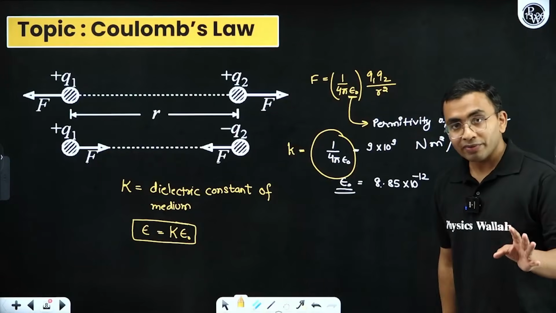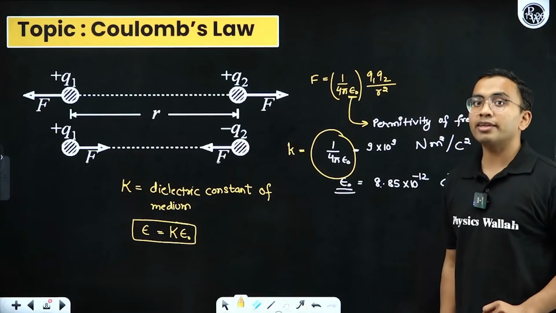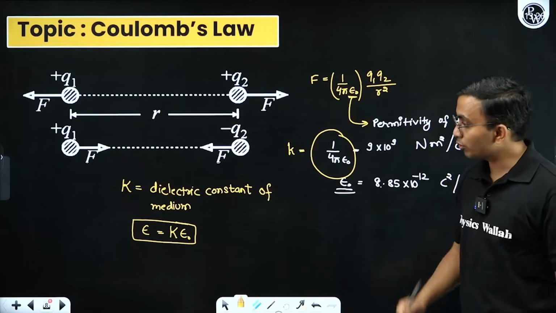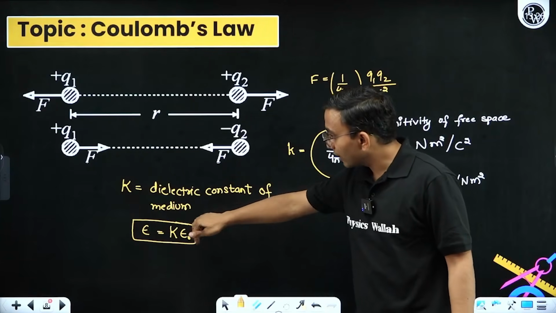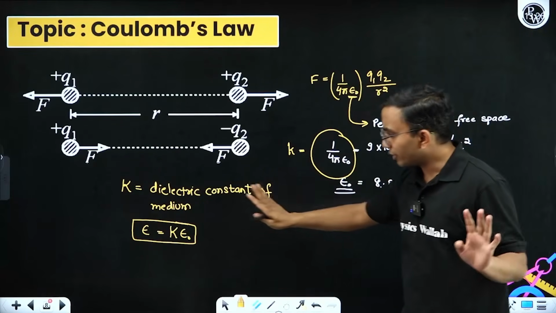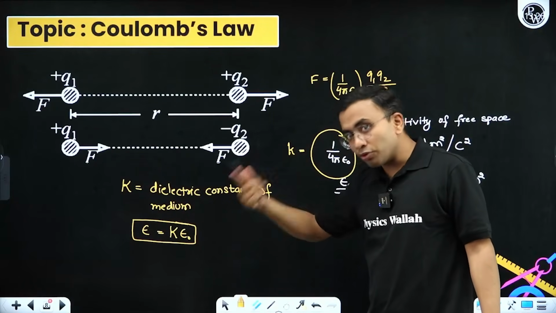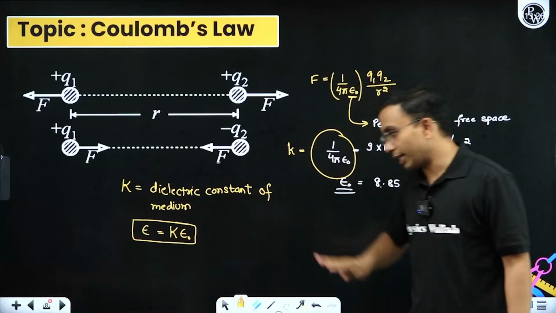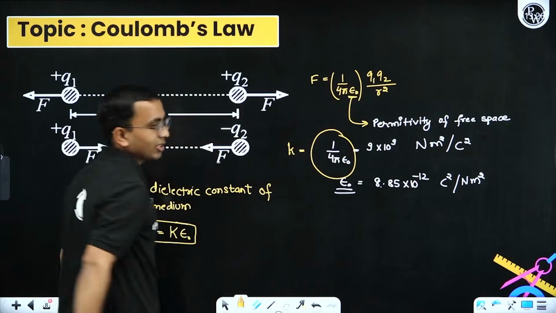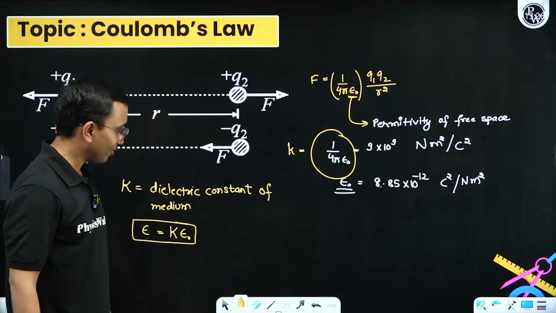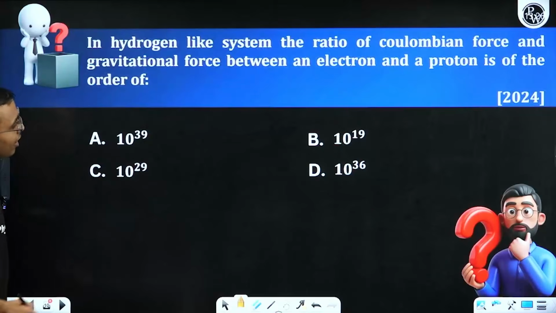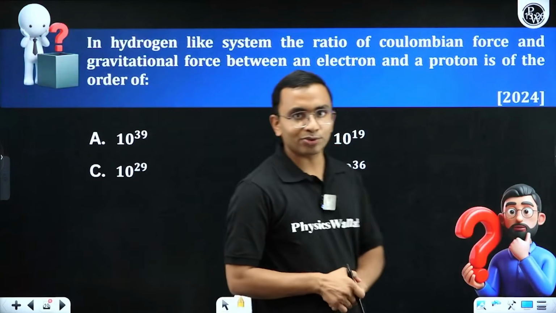So in the questions, you will be given a medium whose dielectric constant is, let us take 5 or 3 or 2, whatever it is, they will give you. Then if you need to write the permittivity, it will become K times. It means the force will become 1 by K times here, isn't it? Yes, we will come to such questions also. Let us discuss this question first.